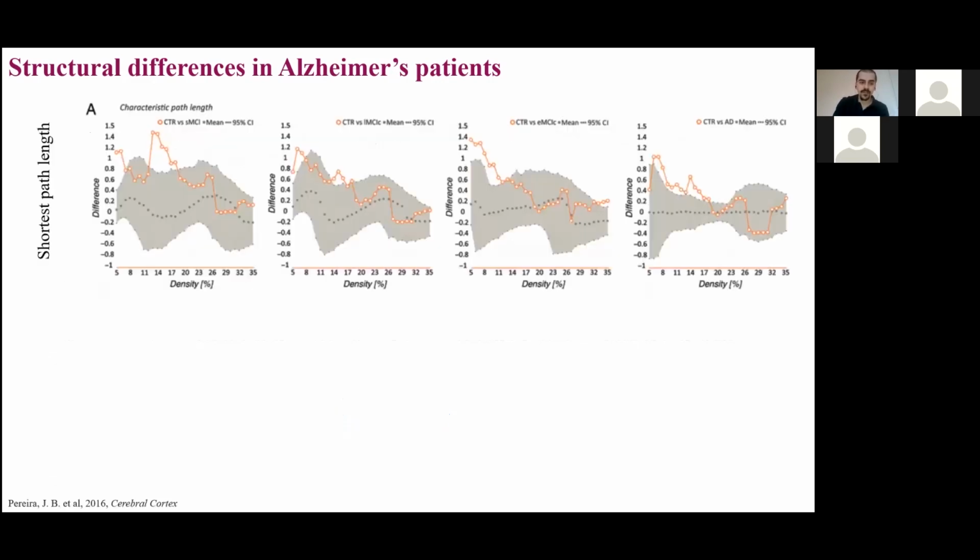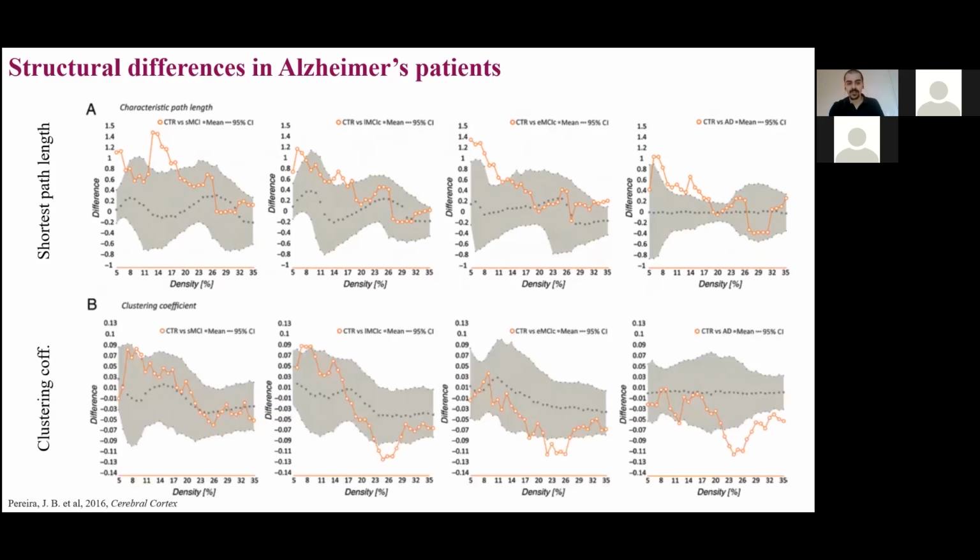So what you're seeing here is that the ones in gray are the 95% confidence intervals that are calculated by permutation test. And the orange line gives us the difference of the given measure between the sick group and the healthy group. So in the shortest path length, you see that the patients with Alzheimer's disease and mild cognitive impairment tend to have higher shortest path lengths. They also tend to have a lower clustering coefficient. If you look at the bottom right on your screen, you will see that the Alzheimer patients tend to have a lower clustering coefficient.